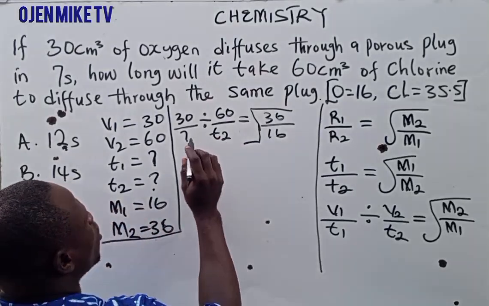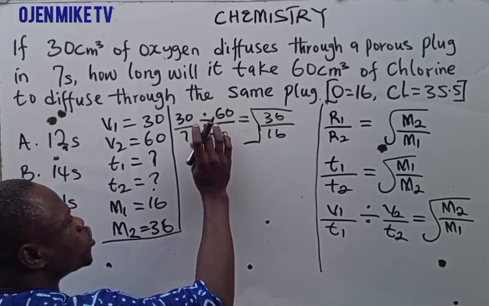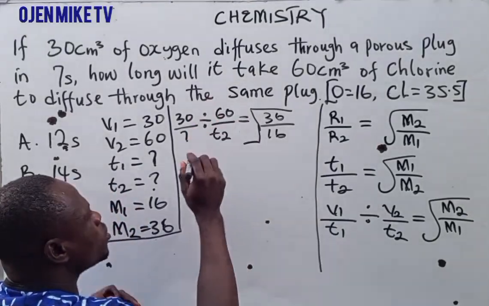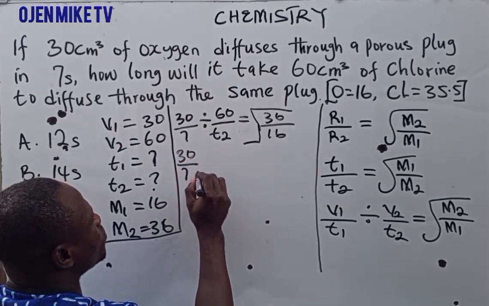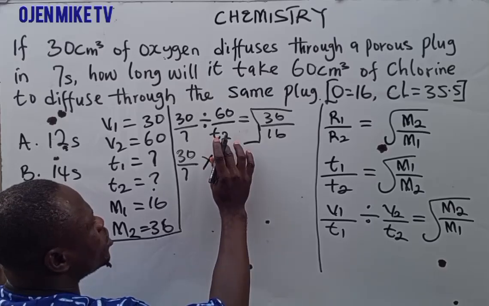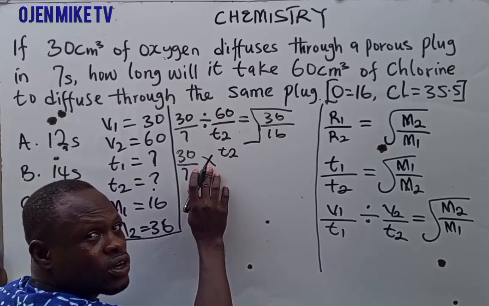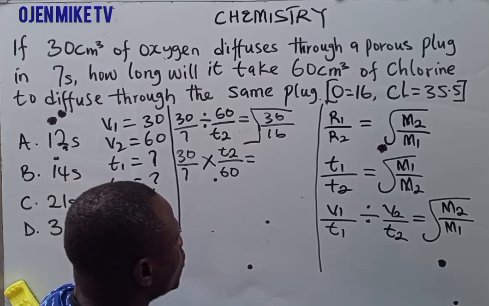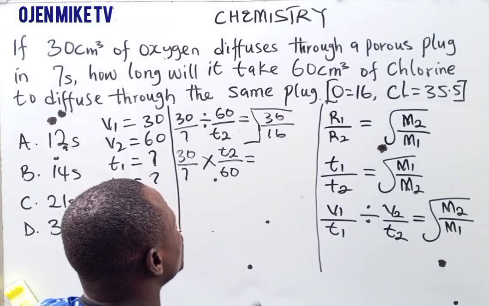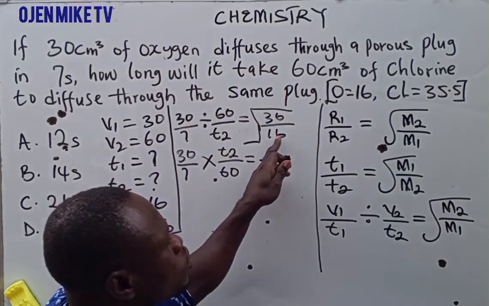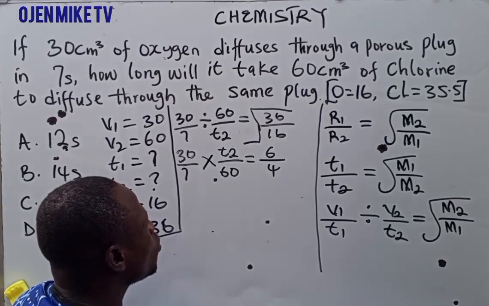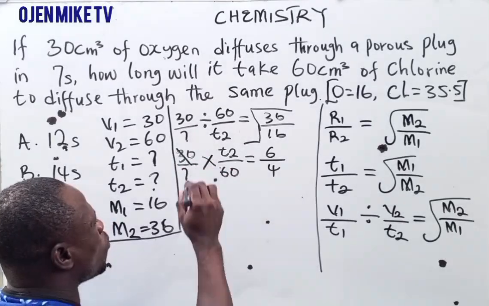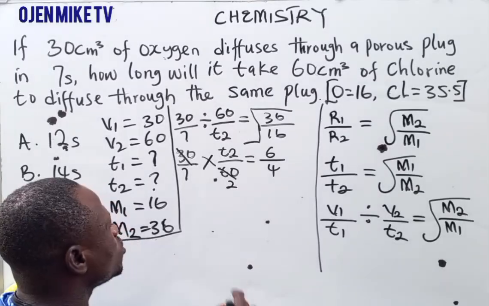Now the next one is that since it is like this, if this is a division sign, let us change it to multiplication. If you change it to multiplication, it means that this T will go up. So 30 divided by 7 multiplied by T2, because of the change of sign, divided by 60 is equal to, now the square root of 36 will give you 6, divided by the square root of 16, which gives us 4. So we can reduce this fraction. 30 will go here 1, 30 will go here 2. Are you following?